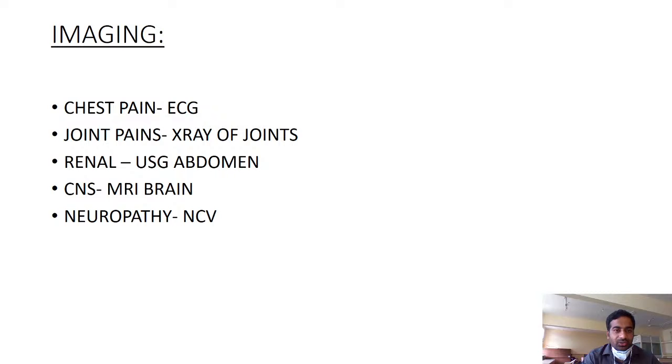So imaging, the patient has chest pain, you have to do an ECG to rule out any coronary artery disease or any myocarditis or pericarditis. Joint pains, you do an X-ray of joints, it's always non-invasive. Okay, renal, you have to do an USG abdomen to look for the size of the kidneys and any irreversible or reversible damage. CNS, look for MRI brain, look for any stroke, any vasculitis, and then neuropathies you have to do NCV.